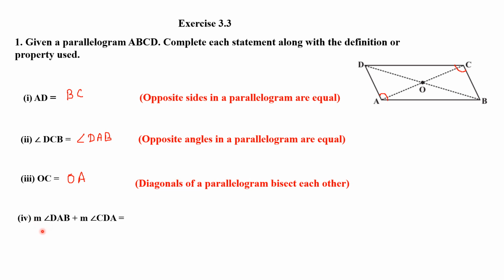Now the fourth question. Don't get confused with this letter M written over here. You have to read it as measure of angle DAB plus measure of angle CDA. So where is your angle DAB? DAB is this angle, okay, and CDA is this angle. These two angles are adjacent angles, and we know that in a parallelogram the adjacent angles are supplementary. So the sum will be 180 degrees. So the property is adjacent angles in a parallelogram are supplementary. Now we'll move to the next question.